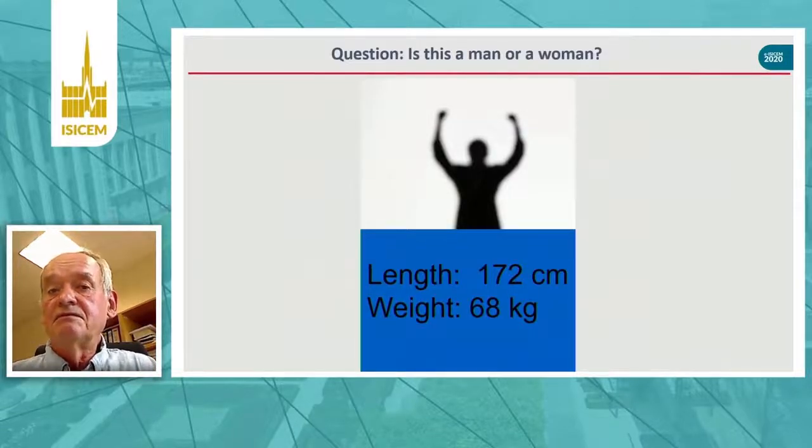So let me give you a very provocative example. I want to know from you, is this a man or a woman? And if you see, how shall I know what this figure is, a man or a woman? I say, why not? We have two biomarkers of gender, the length and the weight. So why can you tell me if a person with 172 centimeters or 68 kilograms is a man or a woman? Well, the answer is quite easy.